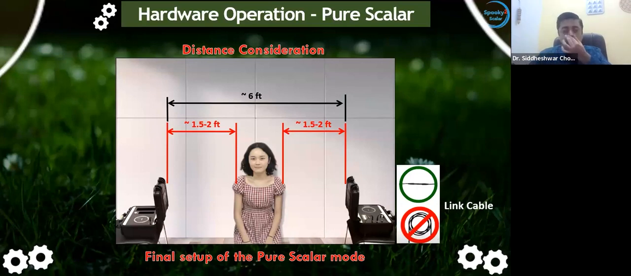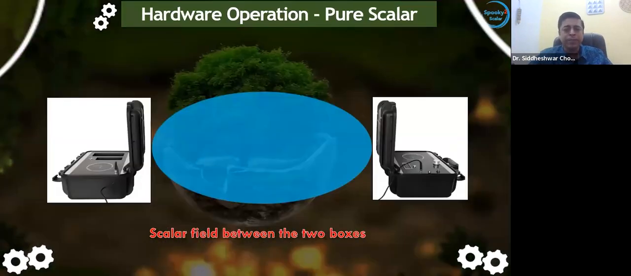Most importantly, the link cable should not be entangled, because if the coil is entangled, it might eat up the scalar energy and you might not be able to set up the scalar field itself. It could be a very weak field or an undetected field. So make sure you have at least 6 feet distance between these two coils.